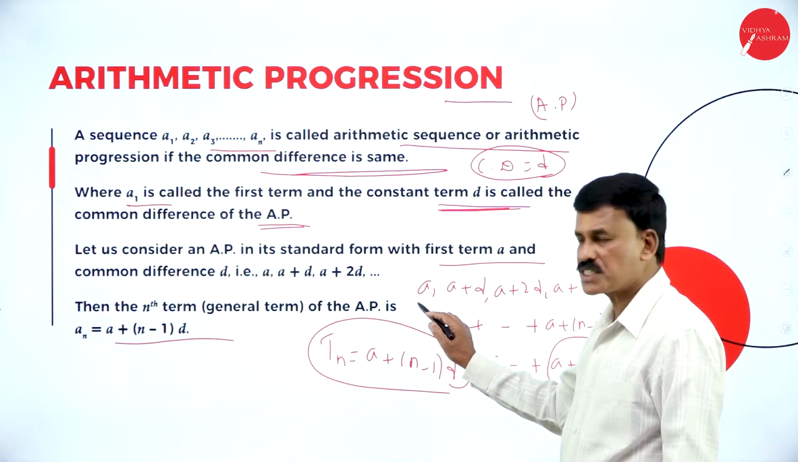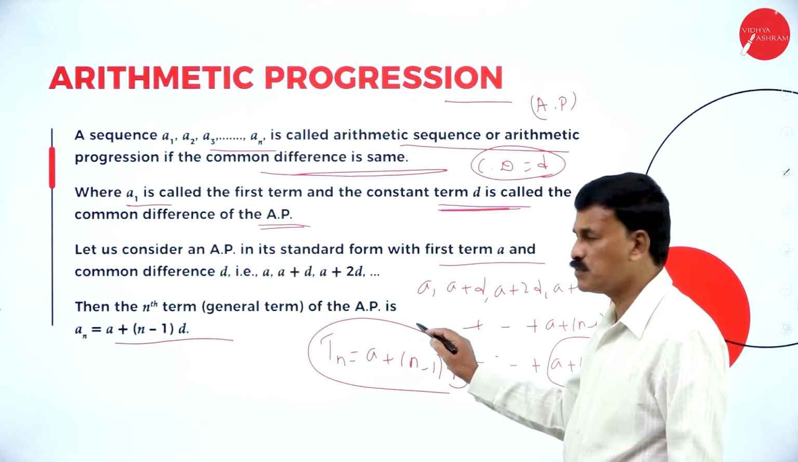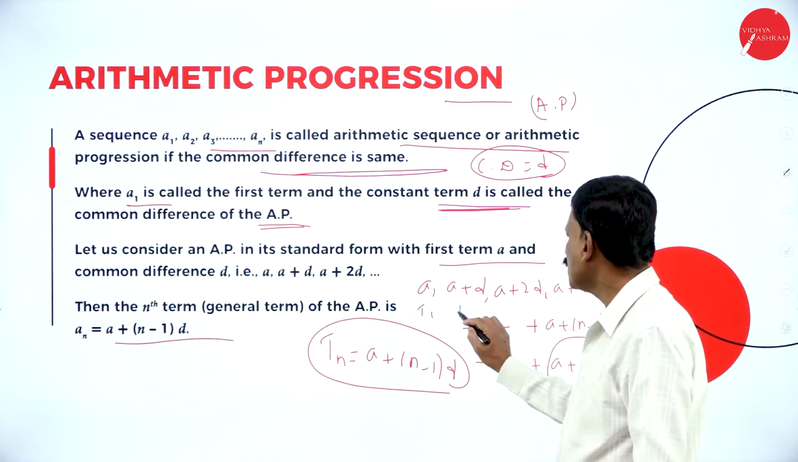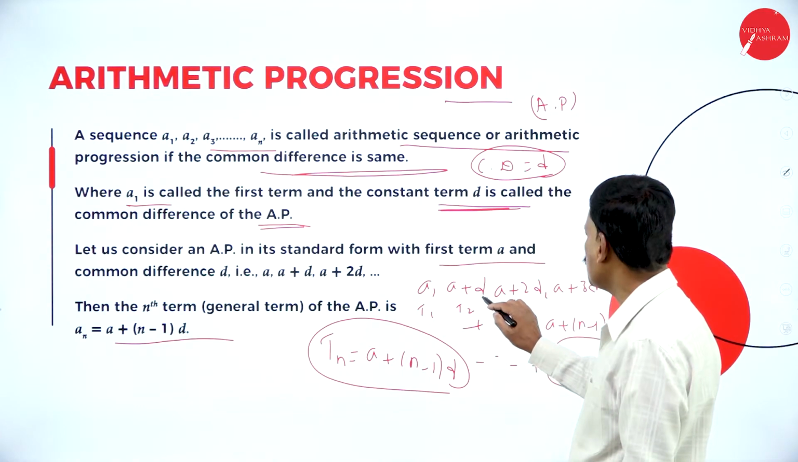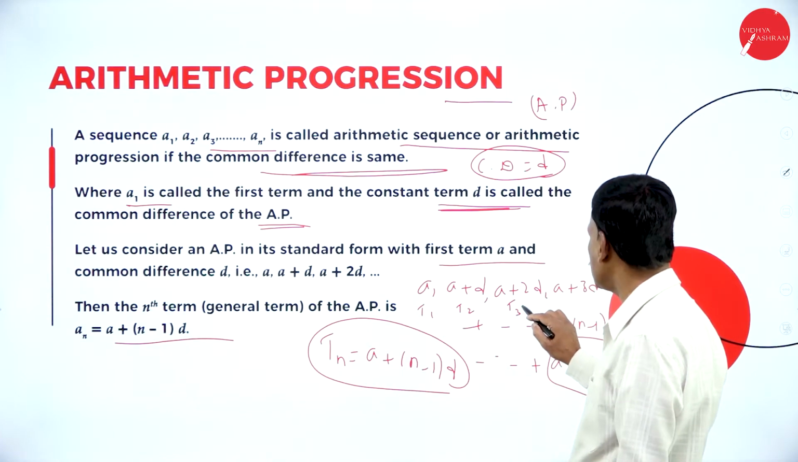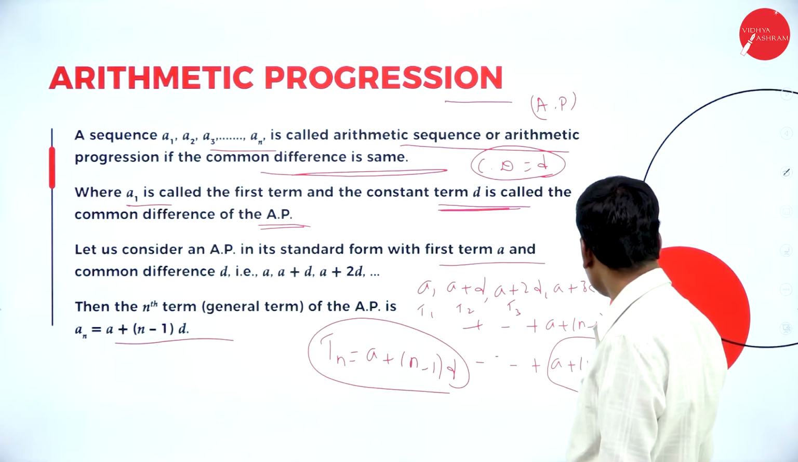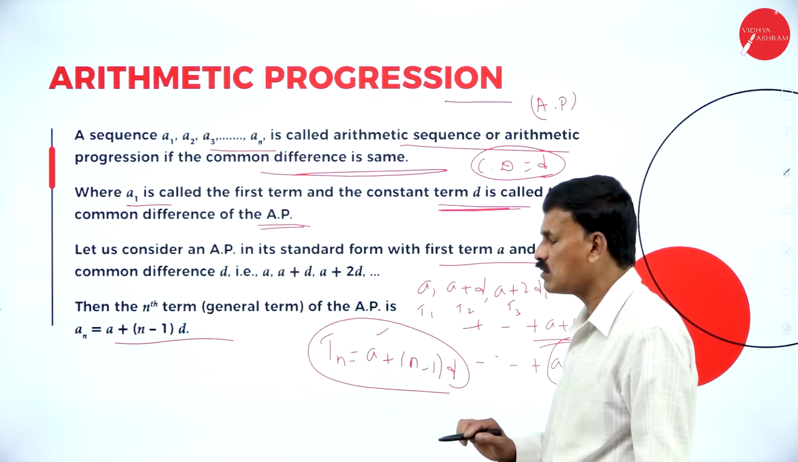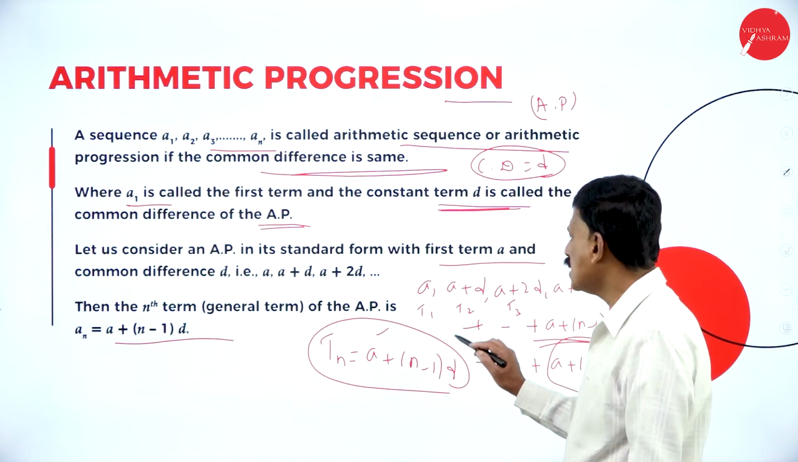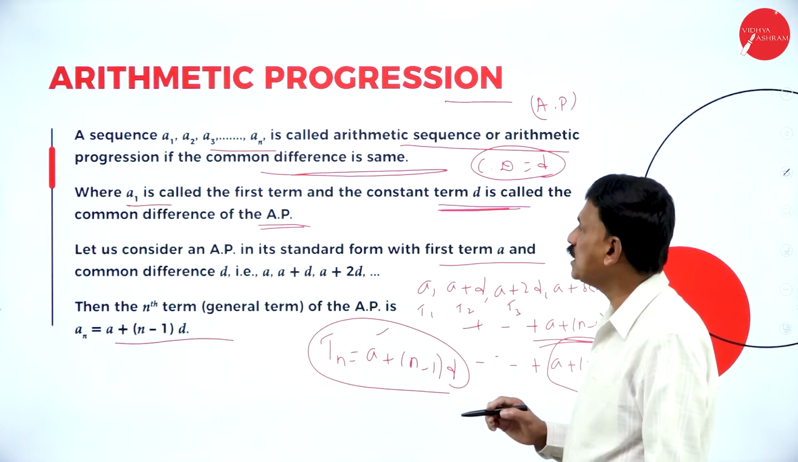So, if A is the first term and D is the common difference, the terms are T1, T2, T3. First term T1 is A, second term T2 is A plus D, the third term T3 is A plus 2D, etc. The nth term is denoted as A plus N minus 1 into D. That is called the nth term of an AP.